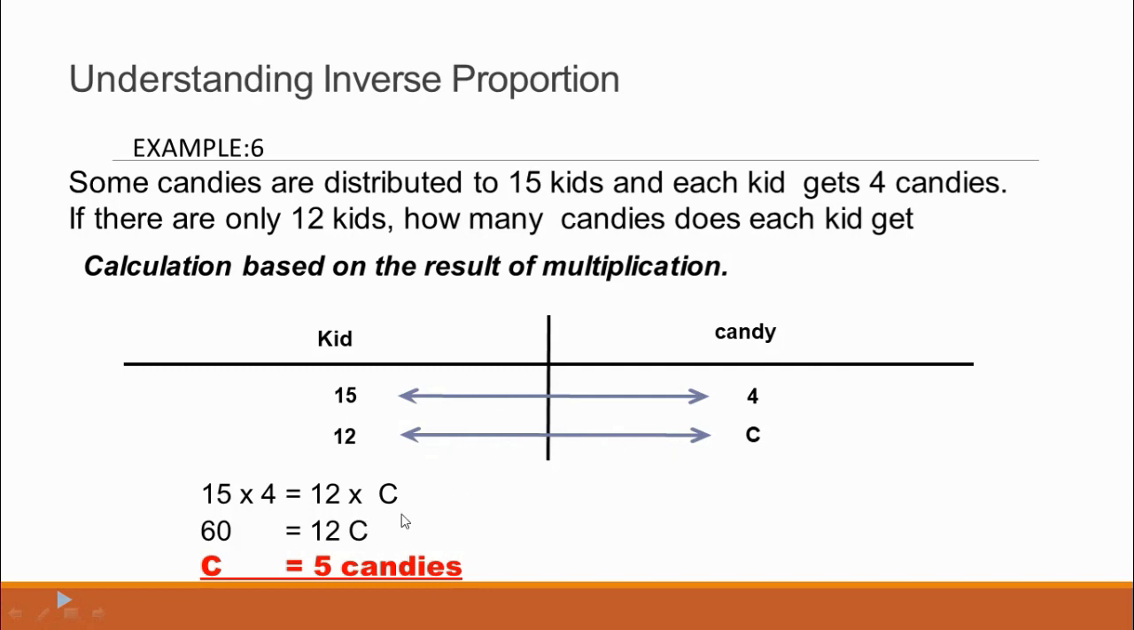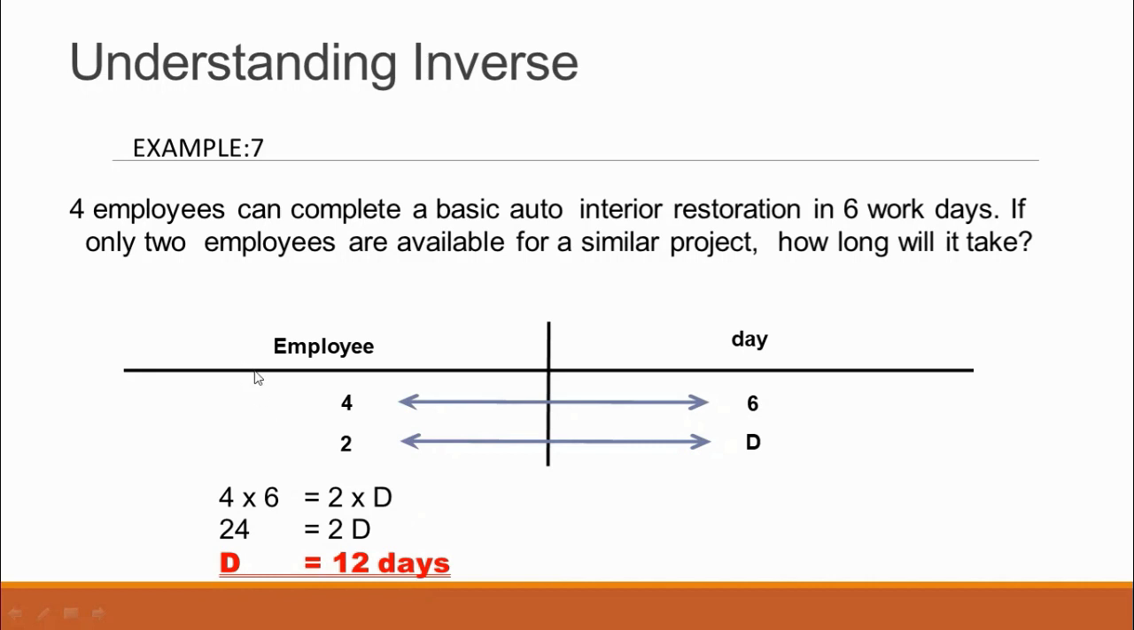Now another example: 4 employees can complete a basic auto interior restoration in 6 work days. If only 2 employees are available for a similar project, how long will it take? In this example, we first look at the employee quantity. In the first sentence there are 4 employees, and in the second sentence there are 2 employees.